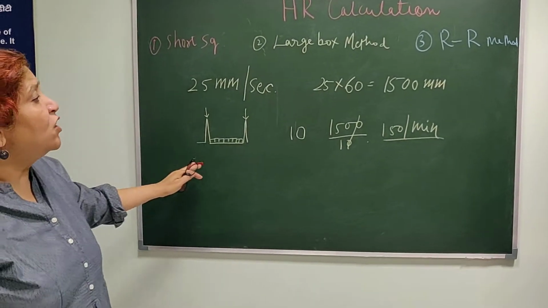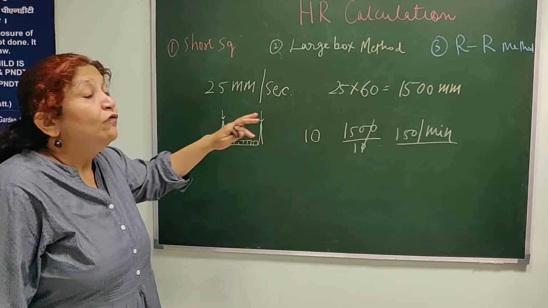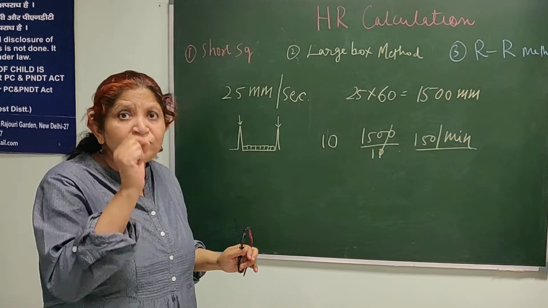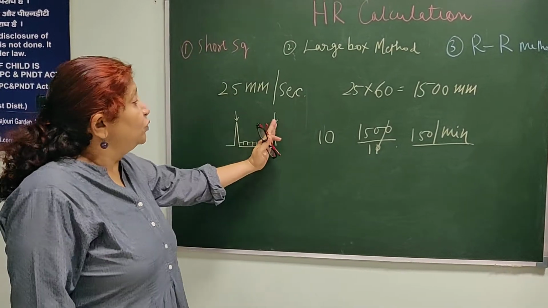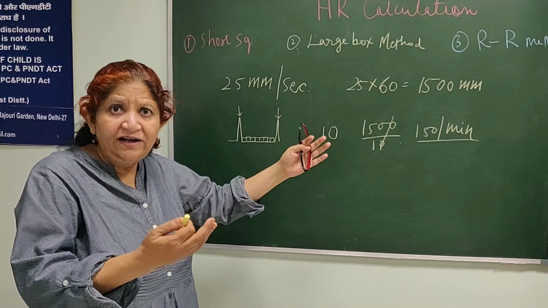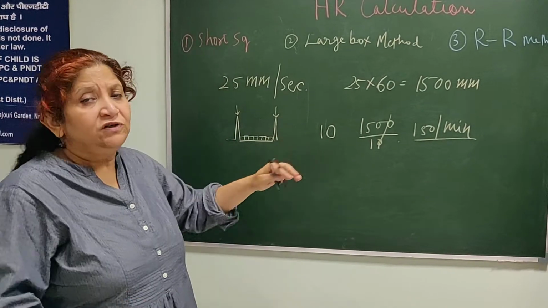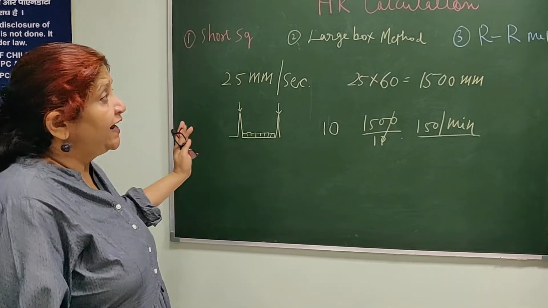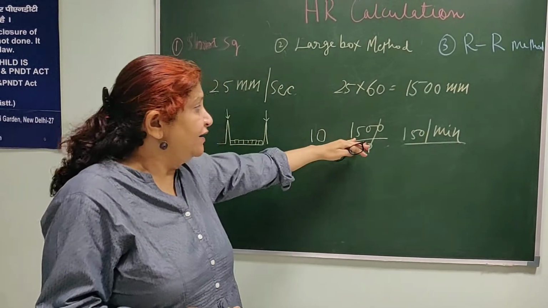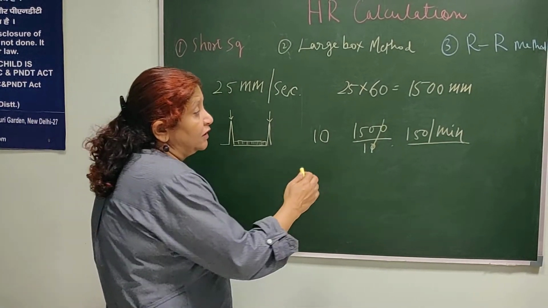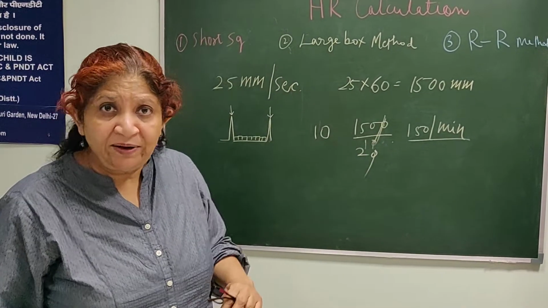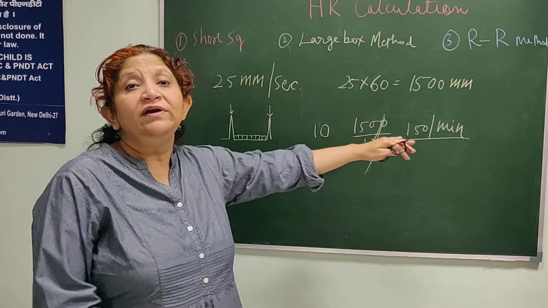Alright. So, this is how we calculate heart rate from the short square method. We just calculate the number of small segments in between two R waves and then divide 1500 by the number of small segments, because it takes 1500 millimeter to travel in 1 minute. So if the number of segments is 20, then it will be 1500 divided by 20, so it will be 75 per minute, like that. Okay, so this is how we calculate the heart rate.